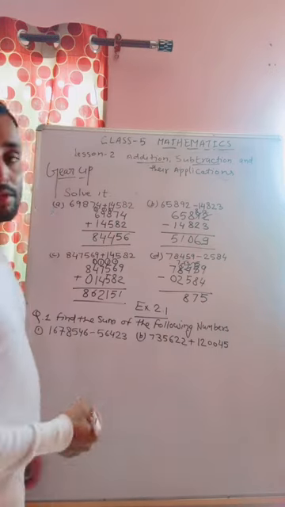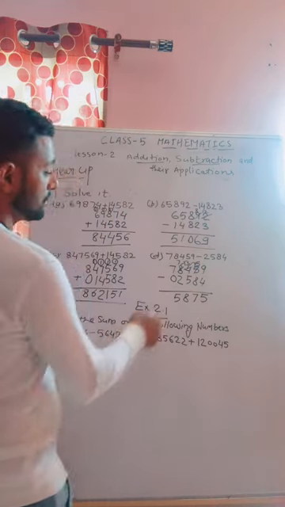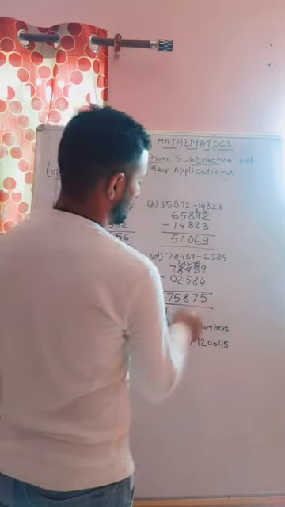7, 7 less by 2, 5 comes. Next, 7 less by 0, 7 comes. So this is the answer.